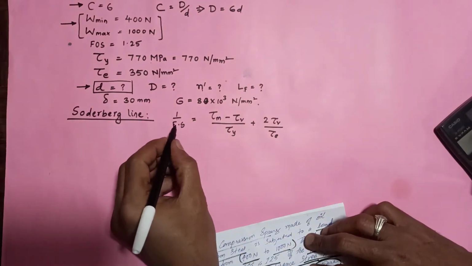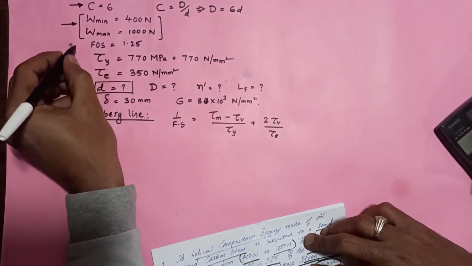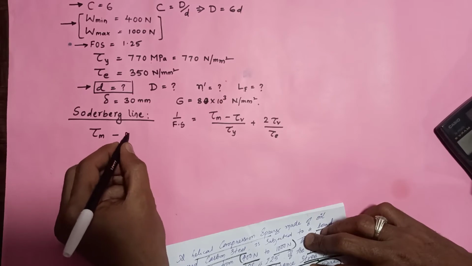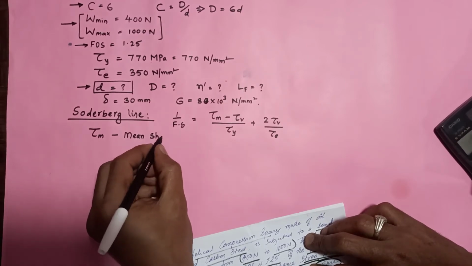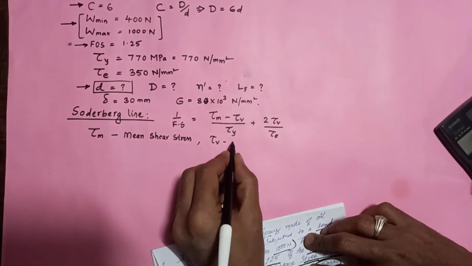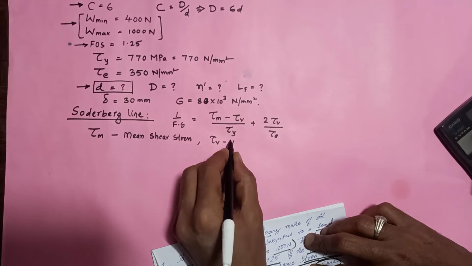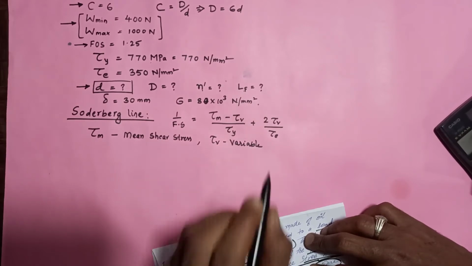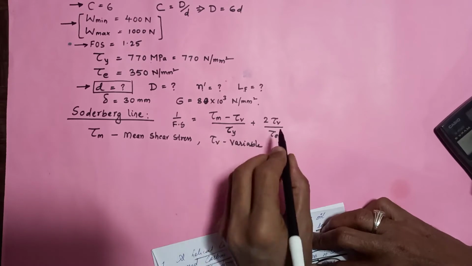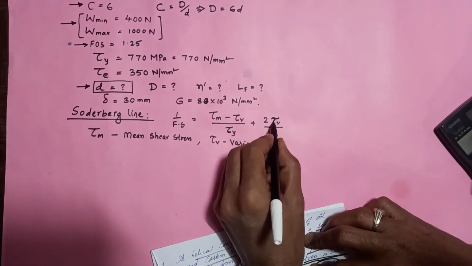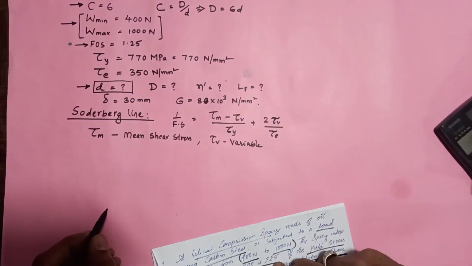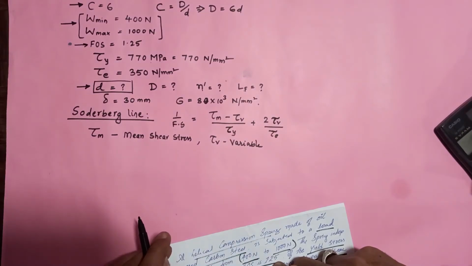So the terms are where Fs is the factor of safety, it is given in the question, and tau m indicates the mean shear stress. Tau v indicates the variable shear stress, tau y is the yield shear stress, and tau e represents the endurance shear stress. So all the values are to be calculated now.